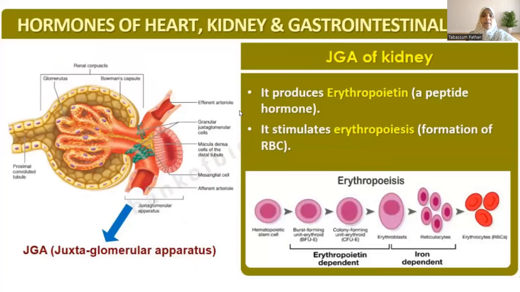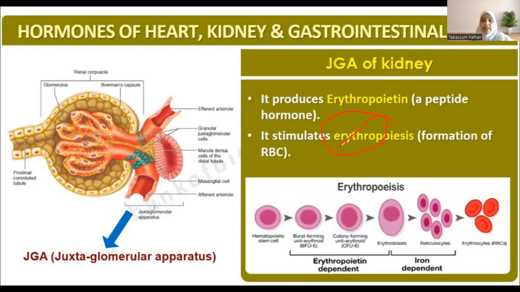Another is the JGA of the kidney, that is juxtaglomerular apparatus. This we have studied in 11th standard or 10th standard also. This produces a peptide hormone, which is known as erythropoietin. Okay, this erythropoietin stimulates what? Synthesis of red blood cells. So when there is less amount of red blood cells in the system, the JGA of the kidney will secrete this hormone, which will stimulate the formation of the RBCs.